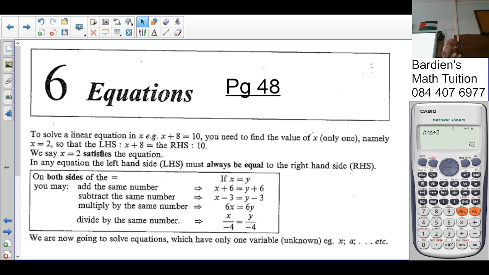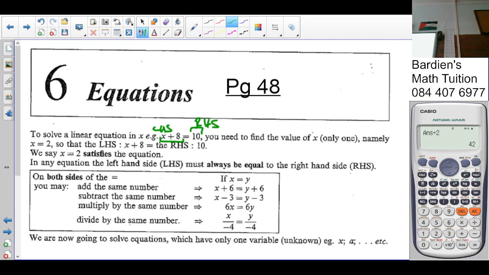It's the left hand side of the equal sign. Okay, you guys understand? So LHS is the left hand side of the equal sign. RHS is the right hand side of the equal sign. In other words, this here is the left hand side of the equal sign, and that is on the right hand side of the equal sign. So you need to find the value of x, only one, namely x equal to 2. So the left hand side is equal to the right hand side, which is equal to 10.